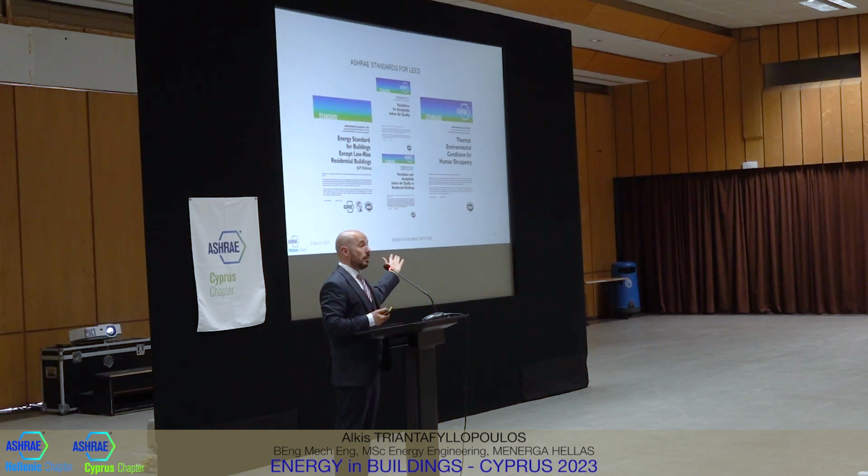The standards that we mandatorily follow for the certifications of these buildings, you see them here: 90.1, 62.1, 55, 62.2, and so on and so forth. These are mandatory based on the versions of the certifications to follow. And usually, for some of those, you are even required to go above those.